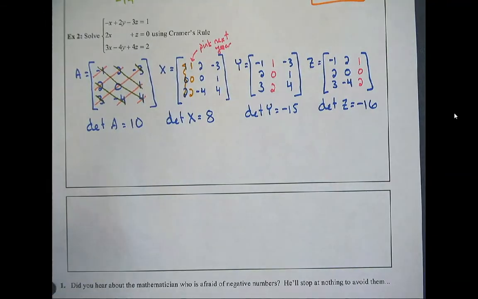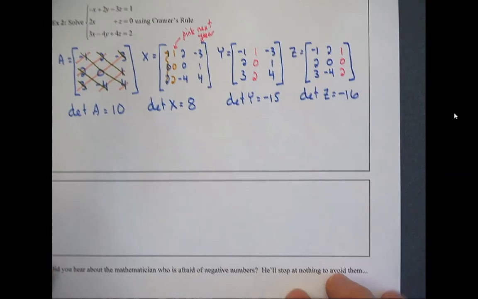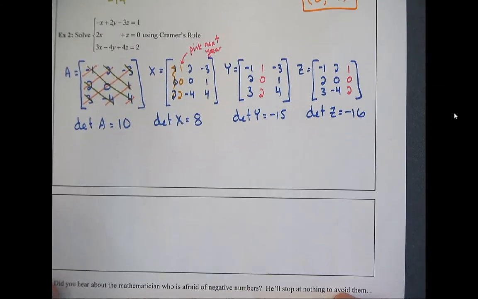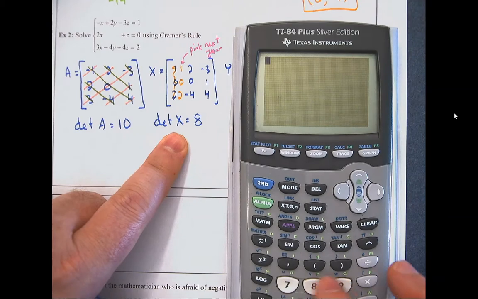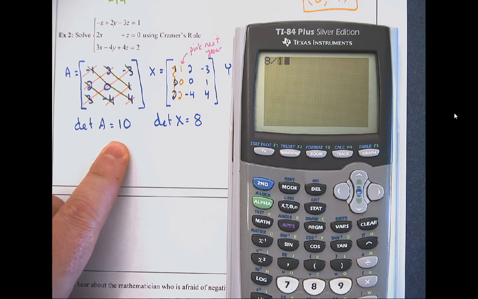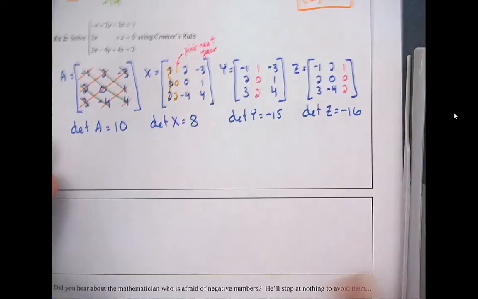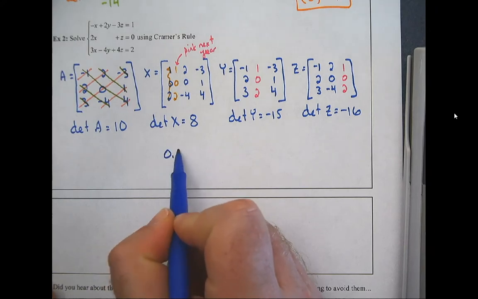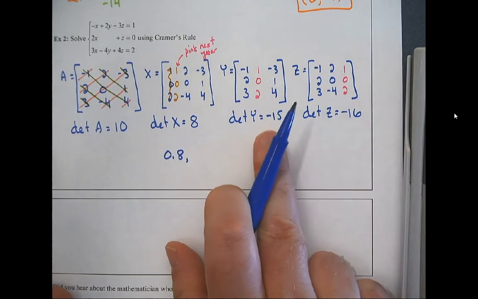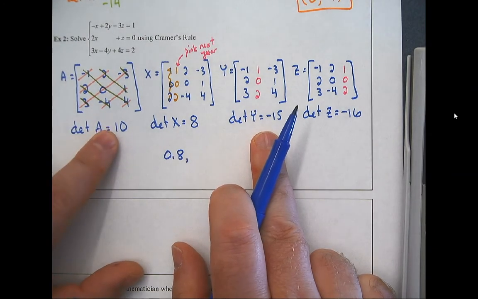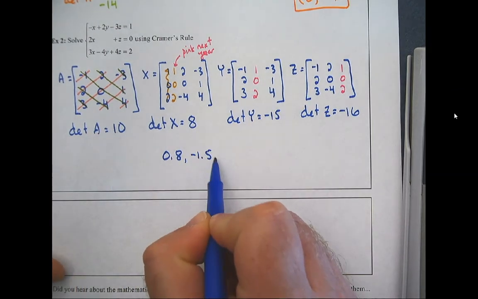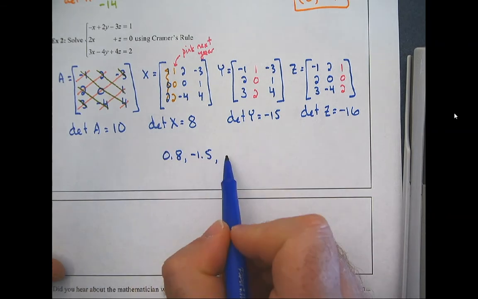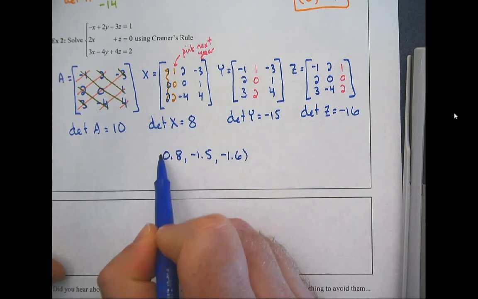Okay, so now don't forget at the end here, you need to calculate the actual values for little x, little y, and little z. And we find little x by taking the determinant of x and dividing it by the determinant of a. So little x would be 0.8, comma. Then we would take the determinant of y divided by 10. So negative 15 divided by 10 is negative 1.5. And then negative 16 divided by 10, negative 1.6.